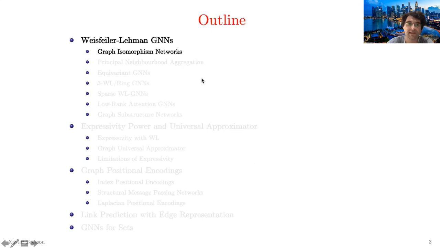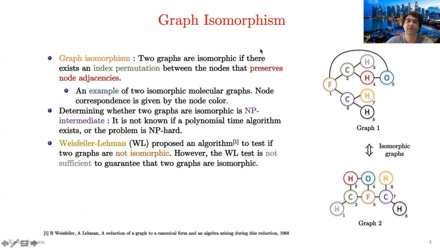So let's start with the Weisfeiler-Lehman GNNs. For this, I need first to introduce the problem of graph isomorphism. So the goal is basically, if you have two graphs like this, graph number one, graph number two, you would like to know if these two graphs, which look different, are actually the same. If they are the same, there exists a permutation of the indices. You see that, for example, this node is the fluorine and it has index one. This node is the carbon, it has index two, hydrogen index three. So you can reorder the indexing of this molecular graph, and if you are able to preserve the neighborhood, for example, the fluorine and the carbon are neighbors in this graph and in this graph here, then it means that these two graphs are isomorphic.